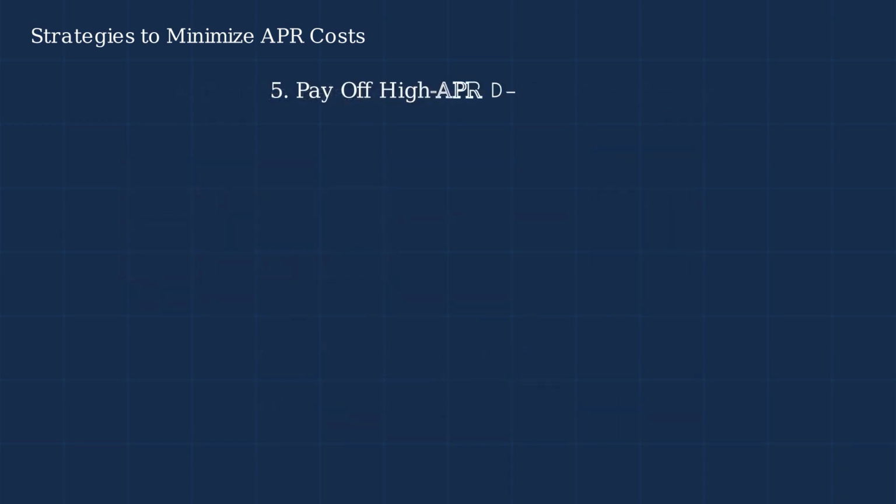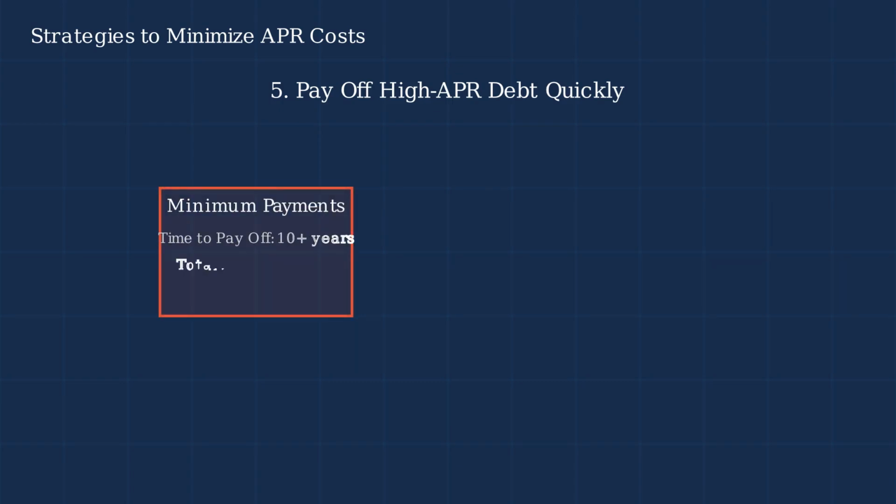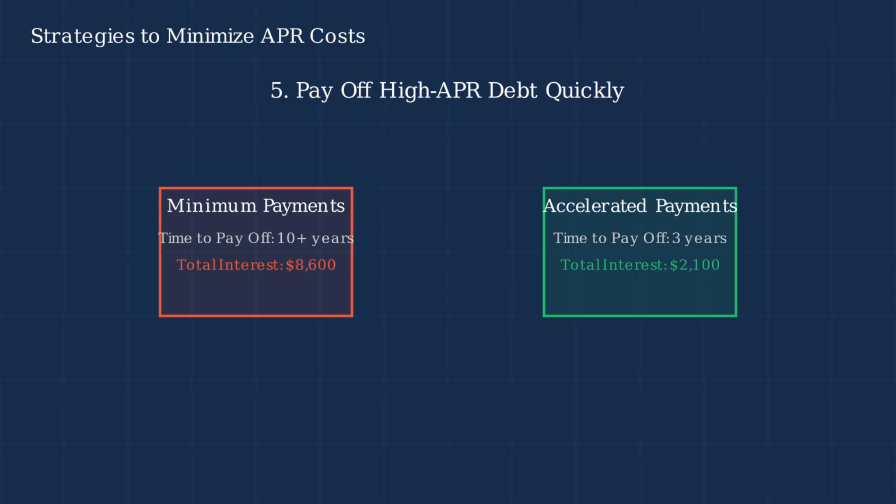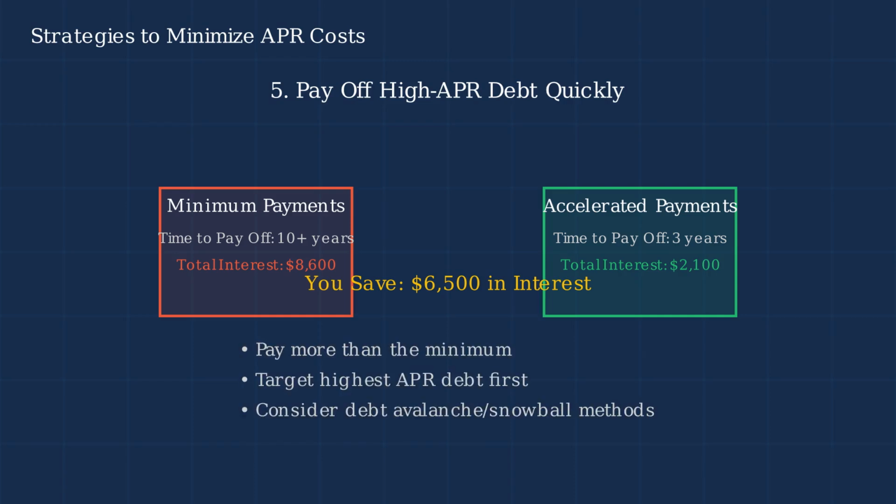Our final strategy is to pay off high APR debts as quickly as possible. Making only minimum payments can result in years of debt repayment and thousands in interest. By accelerating your payments, you can pay off the same debt in much less time and save significantly on interest. In this example, accelerated payments save you $6,500 in interest and 7 years of debt. To implement this strategy, pay more than the minimum whenever possible. Target your highest APR debt first, and consider debt avalanche or snowball methods for multiple debts.